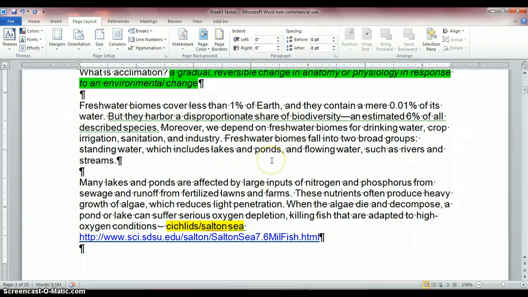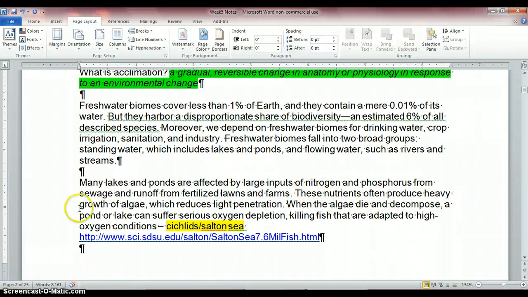This makes me think, what happens if we do desalination plants? Many lakes and ponds are affected by large inputs of nitrogen and phosphorus from sewage and runoff of fertilized lawns and farms, right? So that's what they use to fertilize. To get their plants happy, they have to add extra stuff.